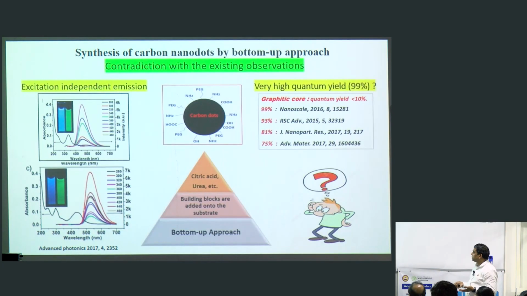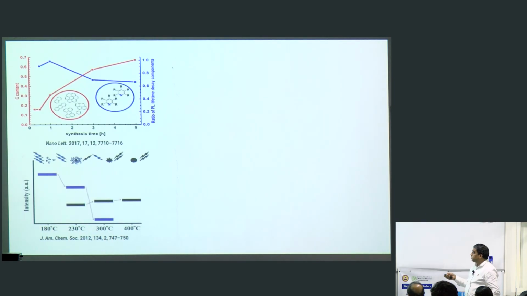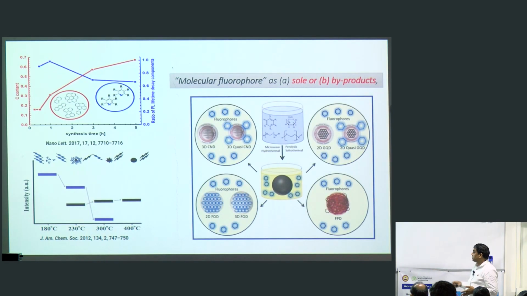I'm not going into the details of all these things, because I want to show some other things as well. Depending on the synthesis method, as I told you, if you go with time, you can have molecular fluorophore structure, and then finally end up with the carbon dot. Here you can see a very nice JACS paper where they changed the temperature from 180 to 400 degrees centigrade. These are the molecular fluorophores, and with increasing temperature, this creates carbon dots. So if you don't know which condition you are using, you have different variations of the structure, and you can end up with different types of structures.